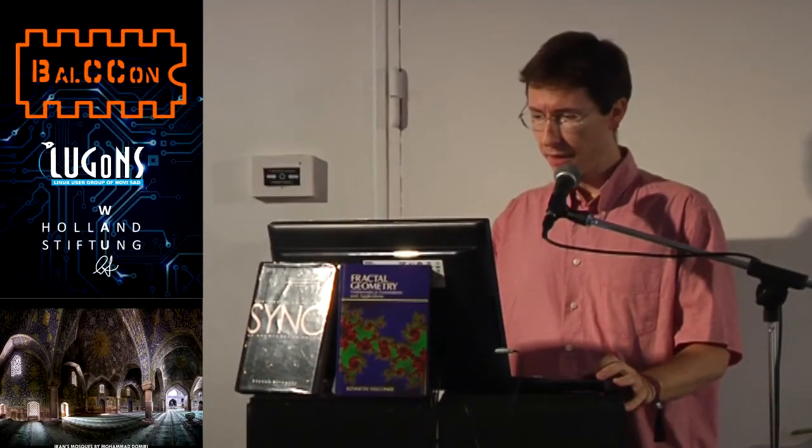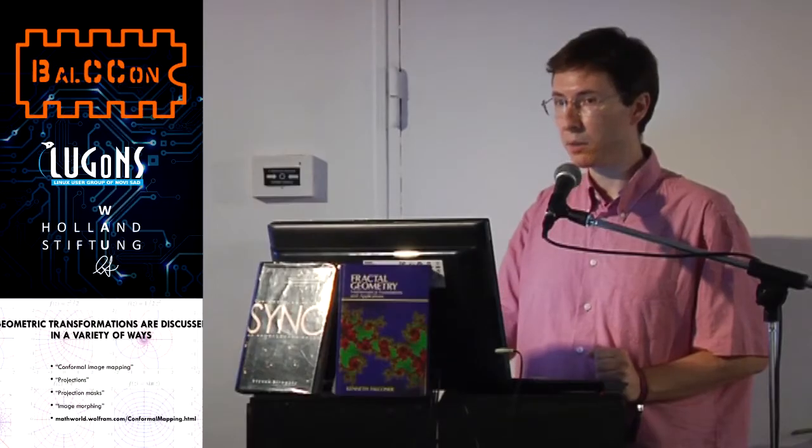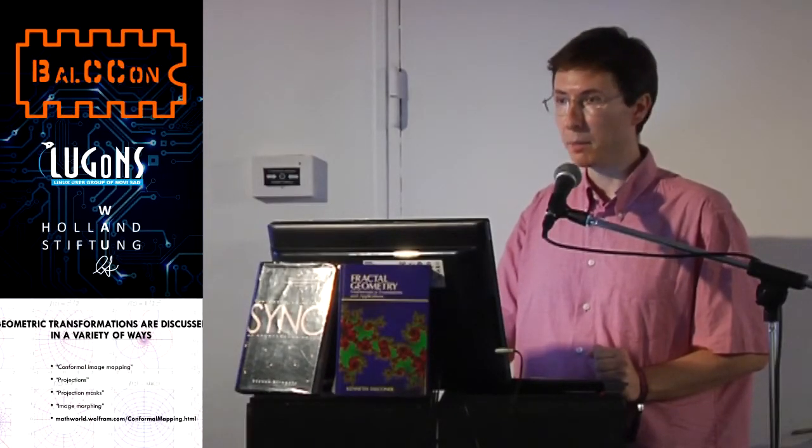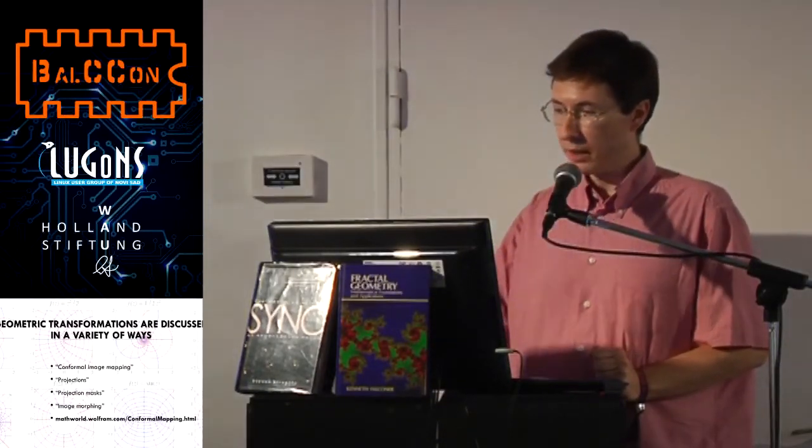So these image transformations that I've been mentioning are discussed in a variety of ways, and this variety is preventing us from learning and finding information online because mathematicians are using different kinds of phrases to denote geometric transformations. So there are conformal image mapping, projections, projection maps, image morphing, and you cannot even discuss it with mathematicians unless you pick a mathematician who studied it in a certain way. Well, now we'll move on.